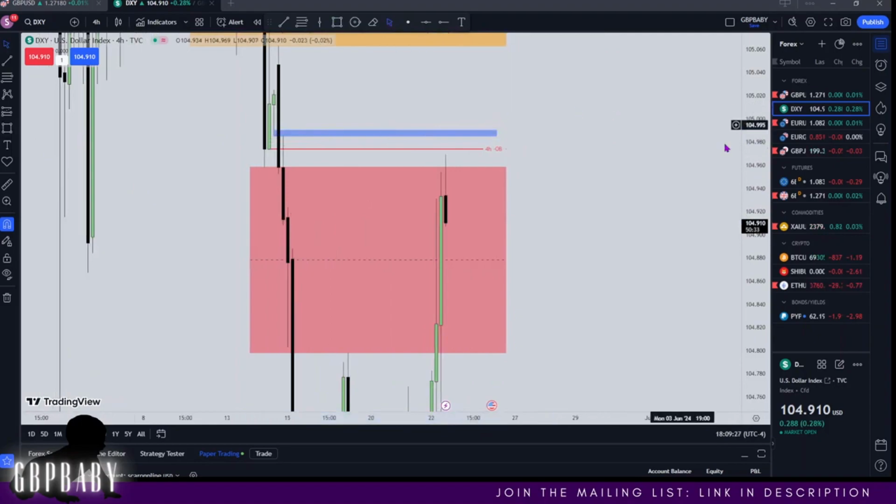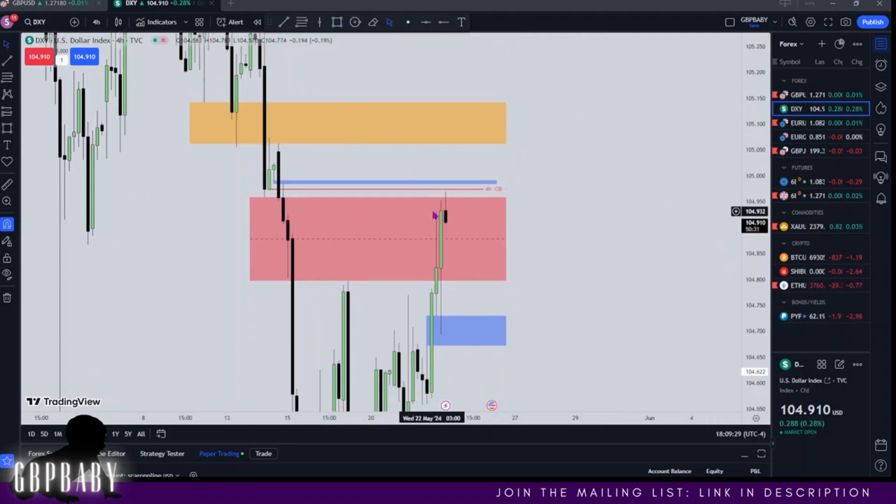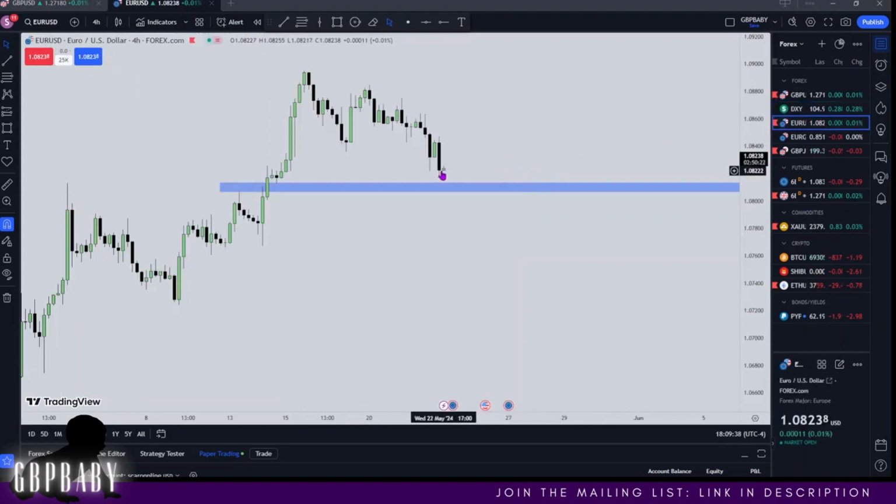So let me say that again. If the high of dollar is going to get made tomorrow and we're going to have a Thursday reversal profile, this is where I want to see the high get made. If the low of euro is going to get made tomorrow and we're going to have a Thursday reversal, this is where I want to see the low get made.